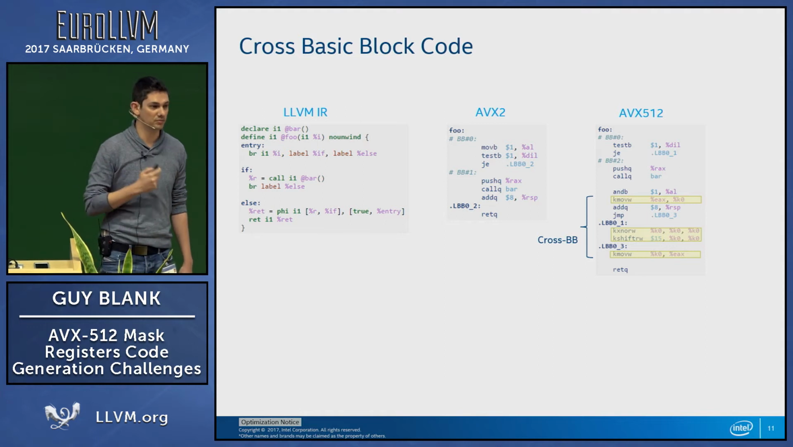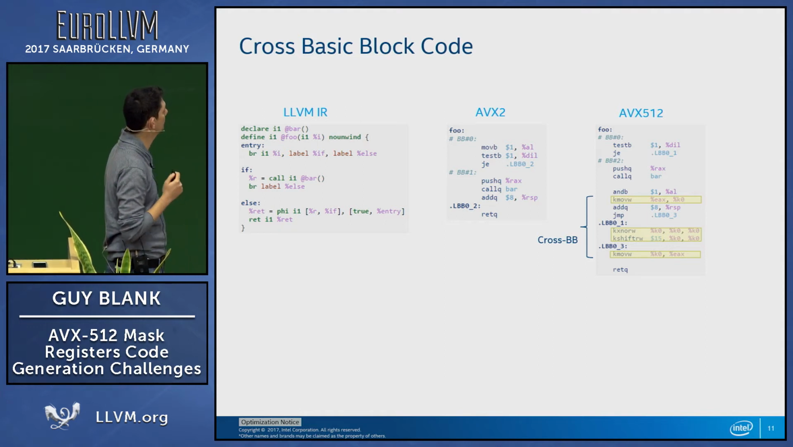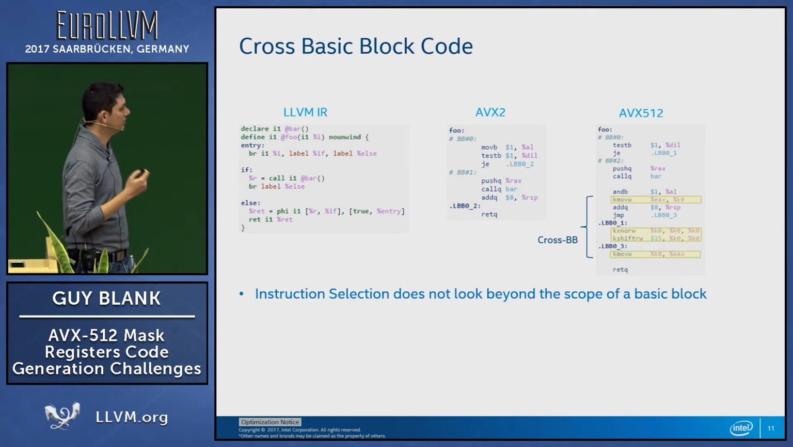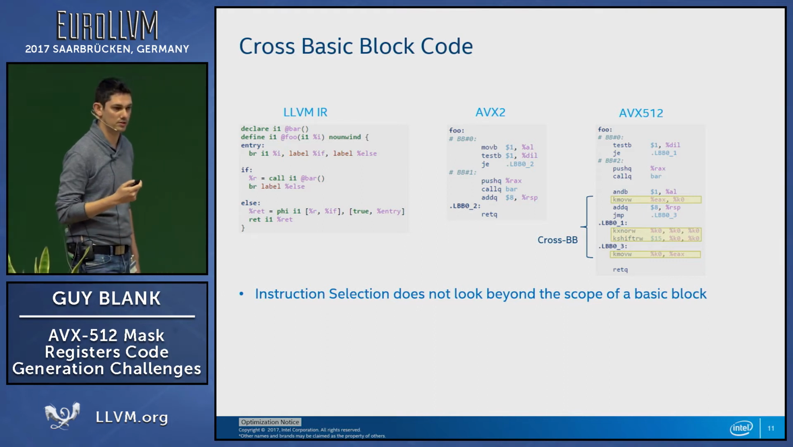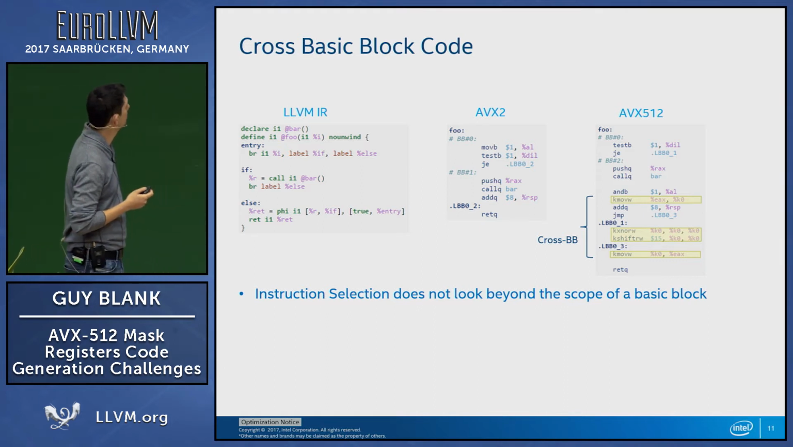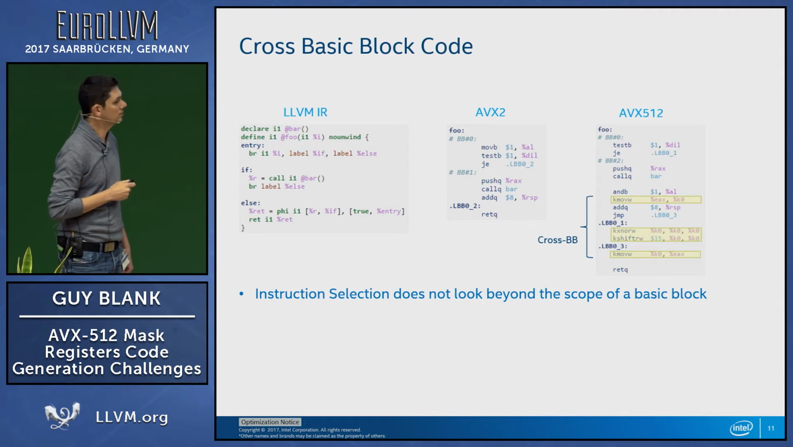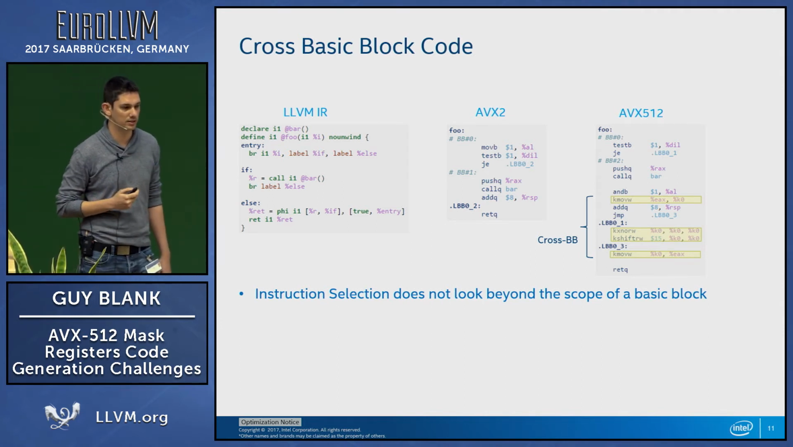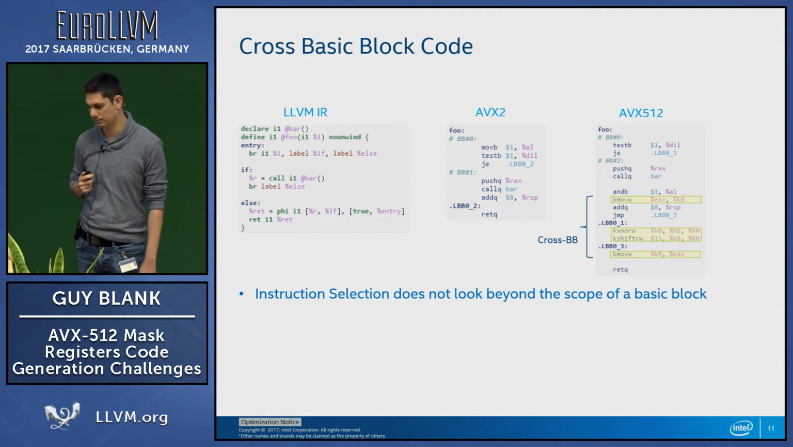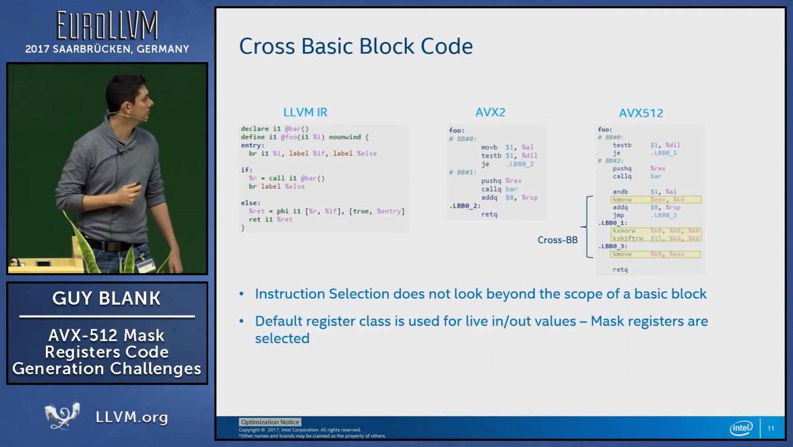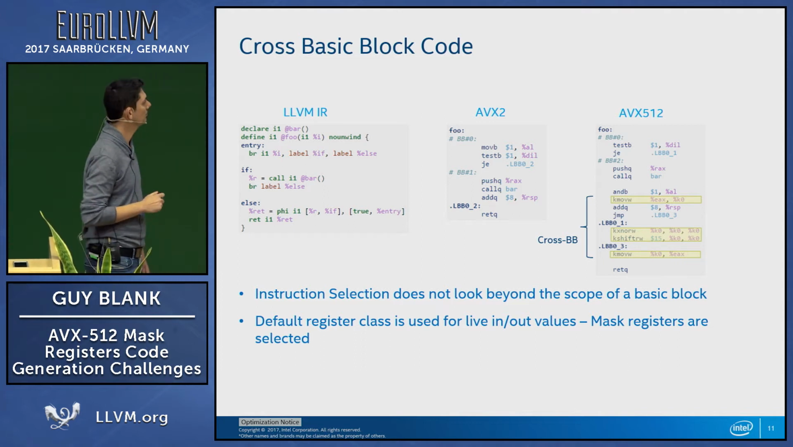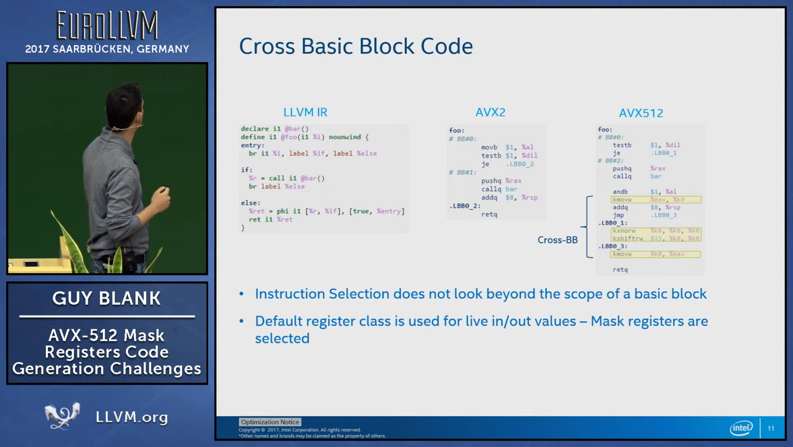Why is it different? Why is it more difficult to solve this? Because this computation crosses basic blocks. And currently, the instruction selection only works on a basic block scope. So when it needs to decide where to put the R in which register, it doesn't have all the information it needs to make the right decision. And what does it do? It places it in the default, which is currently a mask register. And, well, that's bad, of course.